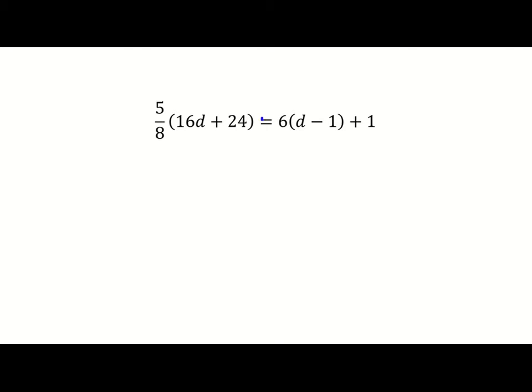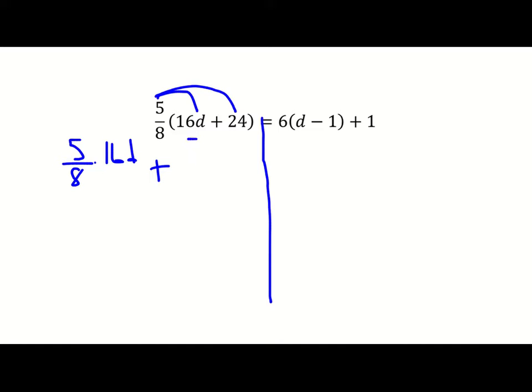So if I start this problem, when I distribute the 5/8 to 16 and the 5/8 to 24, since I want to walk you through this, I'm going to rewrite this. 5/8 times 16d, and then we're going to do 5/8 times 24. It can get a little messy if we try to use the same fraction twice, so that's why I'm writing it down for you.